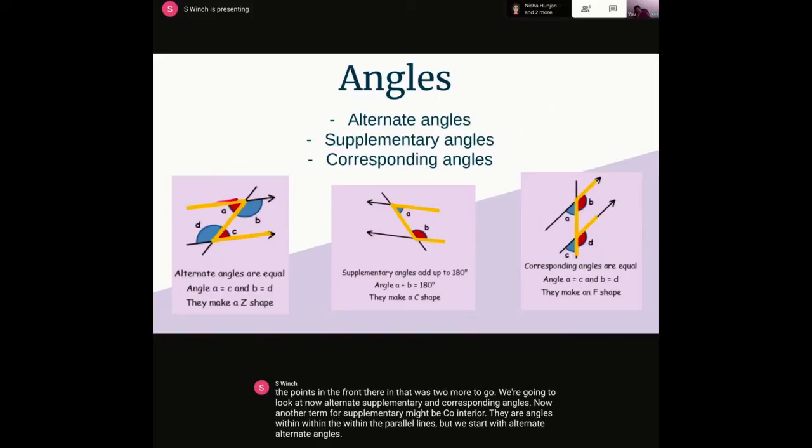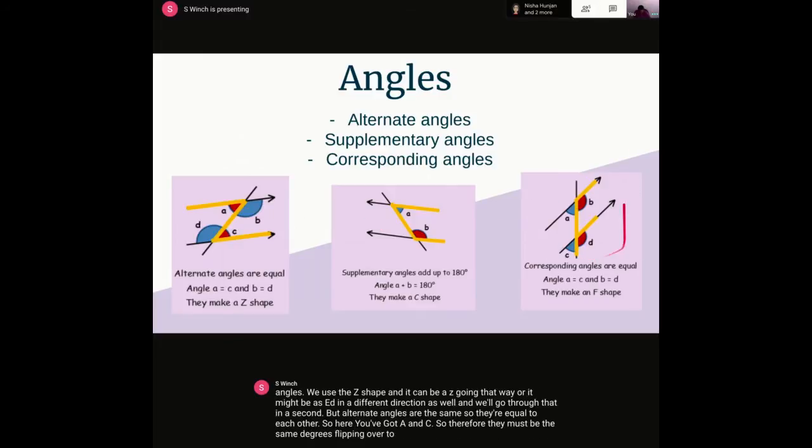We use the Z shape, and it can be a Z going that way, or it might be a Z in a different direction as well. And we'll go through that in a second. But alternate angles are the same, so they're equal to each other. So here you've got A and C, so therefore they must be the same degrees.